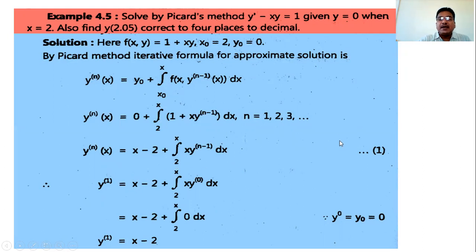And then substitute n as 1. Then what do we have? y1 is equal to x minus 2 in this formula, plus the integration from 2 to x of x times y raised to 0. If we substitute n equal to 1, then we get y raised to 0, or y0, and y0 is 0. So we have x minus 2 as the first approximation.